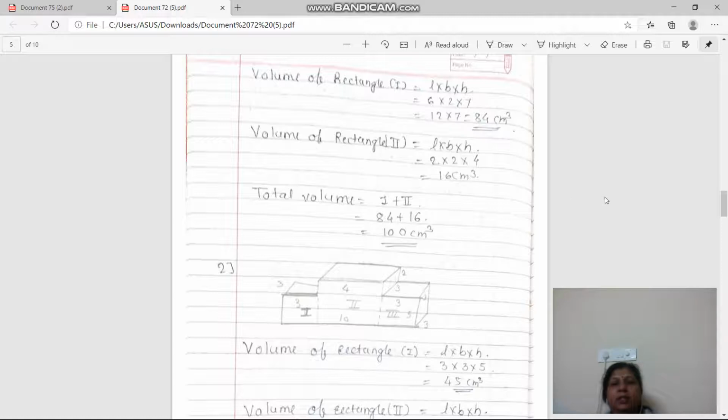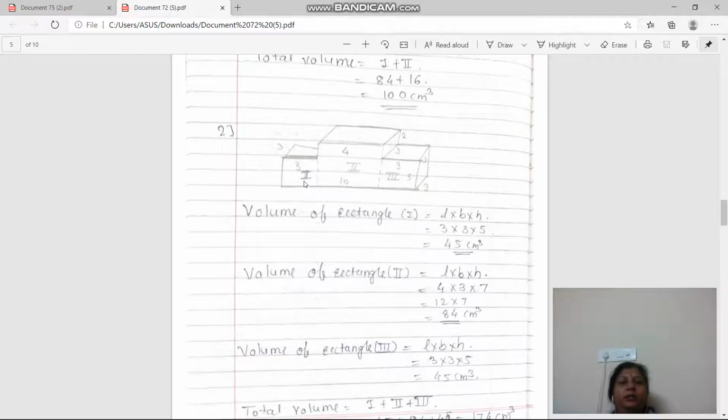Right. Now see the second figure. We have to split this figure into 3 cuboids, cuboid 1, cuboid 2 and cuboid 3. So volume of the first cuboid is equal to length into breadth into height. So it is 3 into 3 into 5. 3 3s are 9 and 9 5s are 45 centimeter cube. Then volume of the second cuboid is equal to length into breadth into height. So see here, this is the length 4, this is 3 and height is, sorry, 7. So it is 4 into 3 into 7. 4 3s are 12, 12 7s are 84.